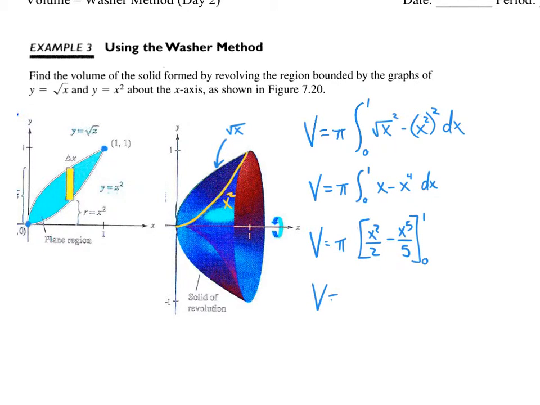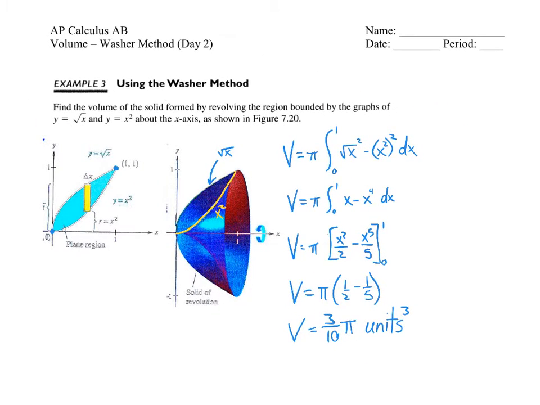Okay, you plug in 0, you get nothing, so it's pi times a half minus a 5th. Okay, so 5/10 minus 2/10 would be 3/10, so this is going to be 3/10 pi. Okay, so that's exactly how it was in our previous lesson.